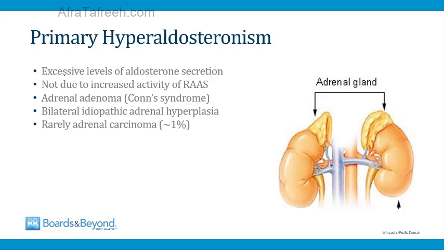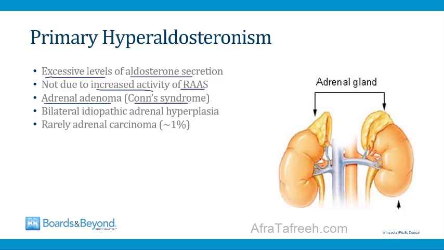Primary hyperaldosteronism refers to excessive levels of aldosterone secretion from the adrenal glands, not due to increased activity of the renin-angiotensin-aldosterone system or the RAS. This can happen for a couple of reasons. Sometimes patients develop an adrenal adenoma, which is a small portion of the adrenal gland that overproduces aldosterone. When this happens, it's sometimes referred to as Conn syndrome.